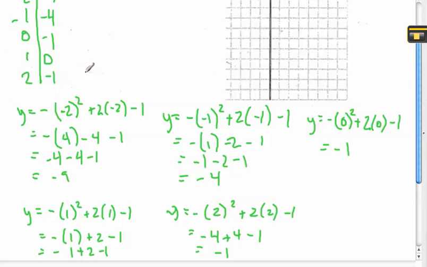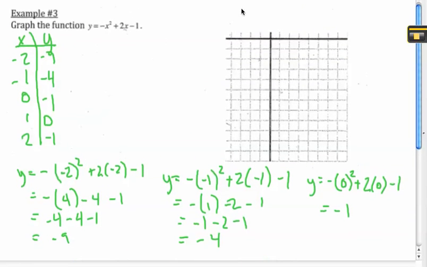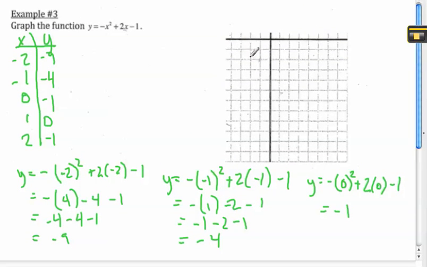Now let's plot these points and see what we get. Alright, I get -2 is down at -9. That's -3, -6, -9. So that's right here. -1's at -4. That's here. 0 is at -1. That's there. 1 is at 0. And then 2 is at -1. So guys, it looks like this parabola is actually going to go up here and turn like this.